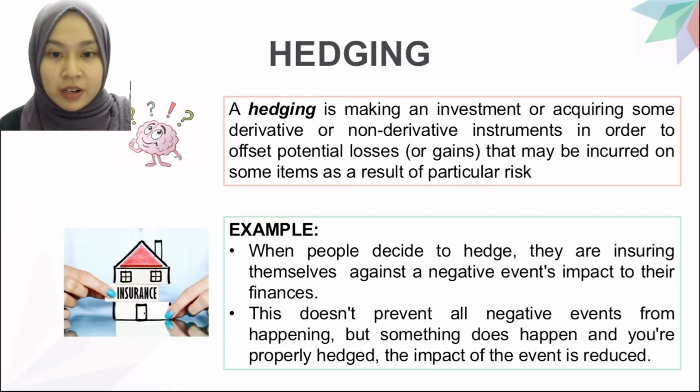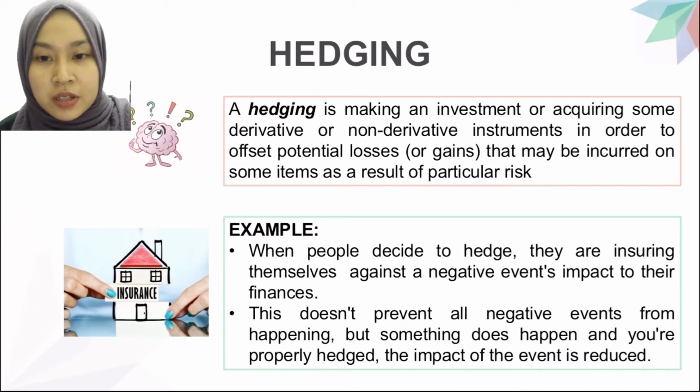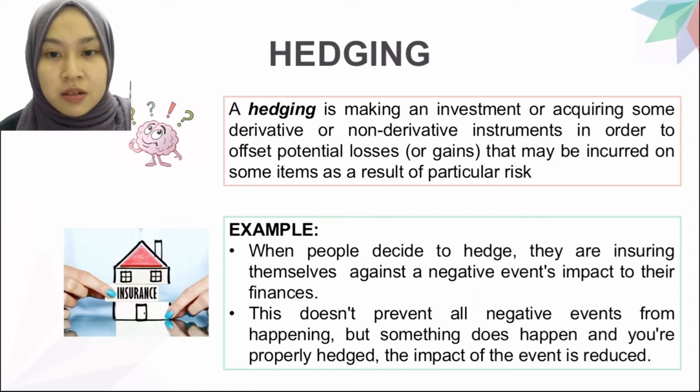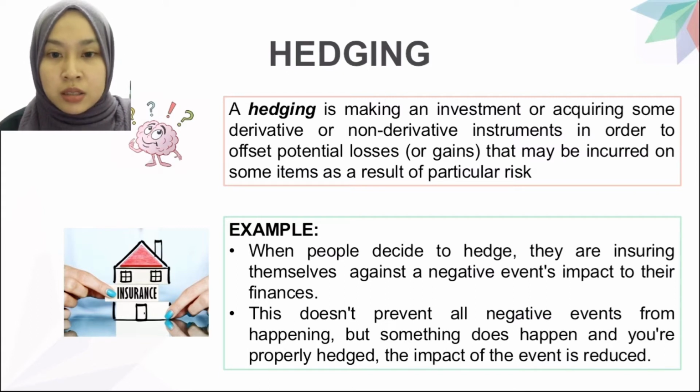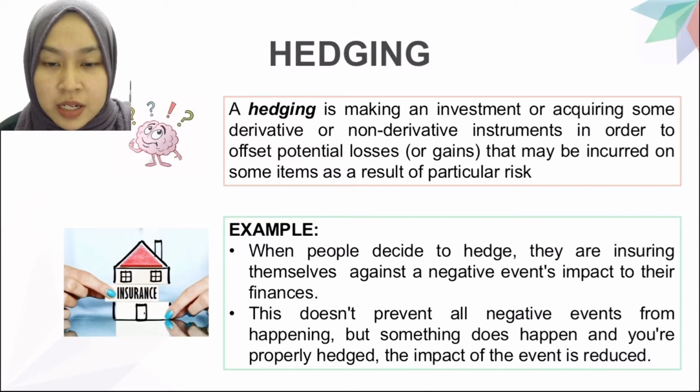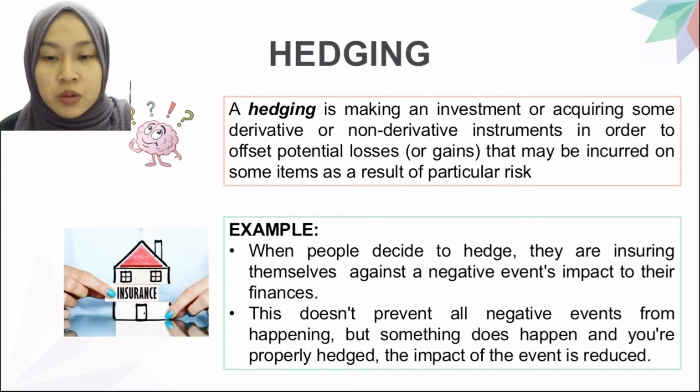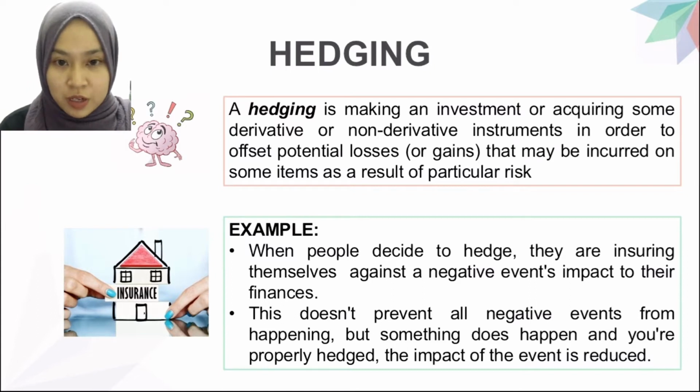According to MFRS 9, hedging is the making of an investment or acquiring some derivative or non-derivative instruments in order to offset the potential loss or gains that may be incurred on some items as a result of a particular risk. In this slide, there is an example whereby people decide to hedge. They are insuring themselves against events that impact their finances. This does not prevent all the negative events from happening, but if something does happen and you are properly hedged, the impact of the event will be reduced.